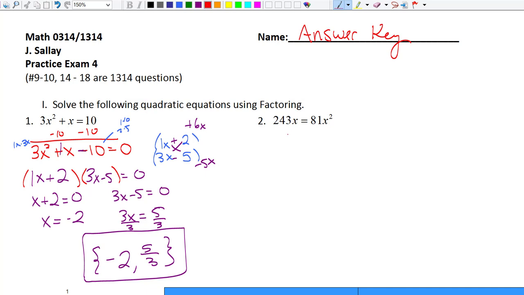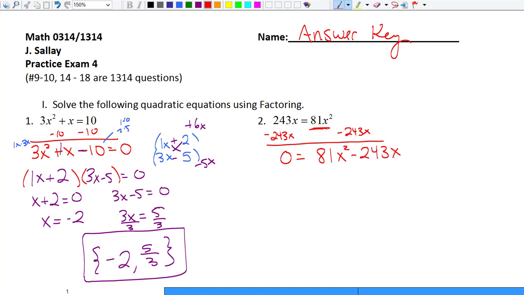On the next problem, I'm factoring again. I need one side equal to 0. Because the 81x squared is already positive, what I'm going to do is move the 243 to the other side. Now, sometimes you can use transposition by just picking it up and moving it to the other side. It's going to save you a little bit of time.